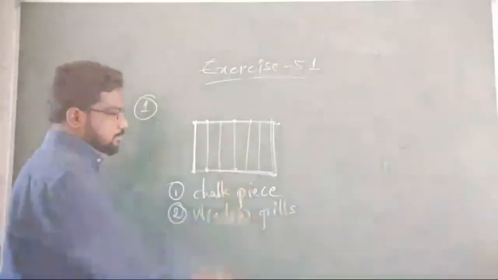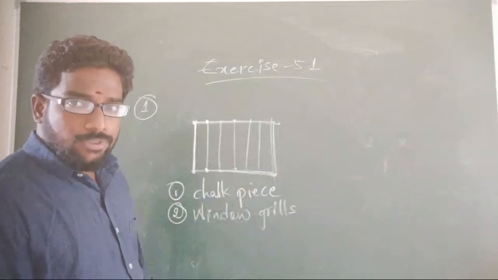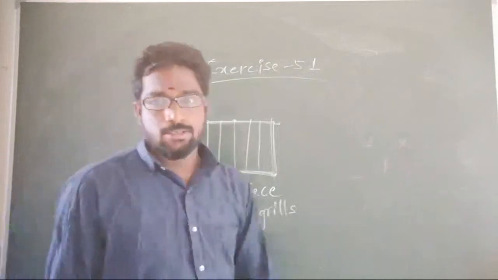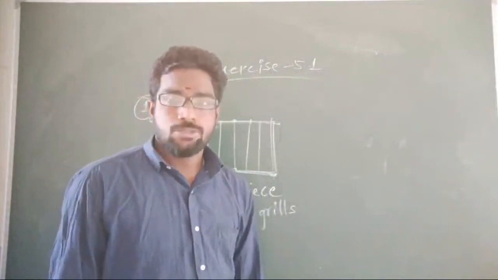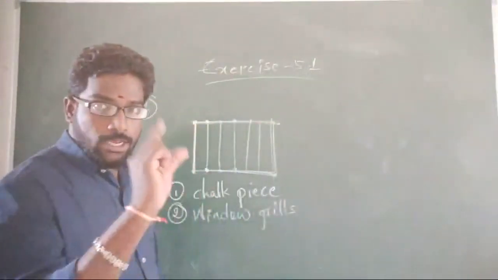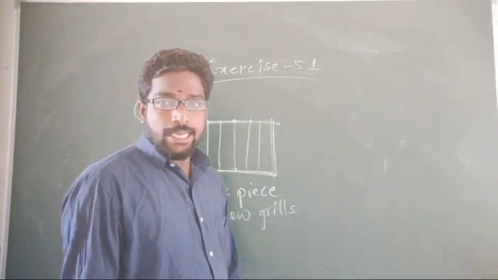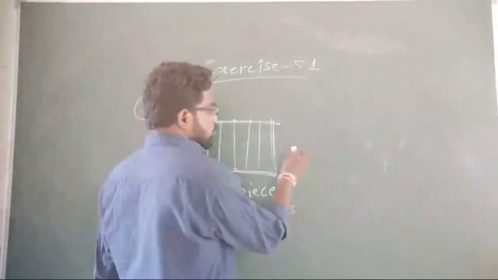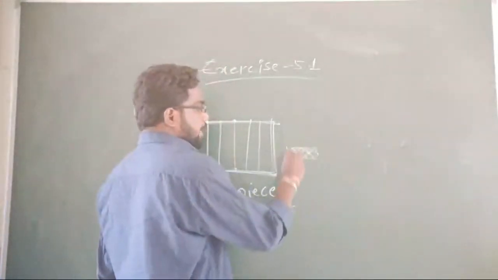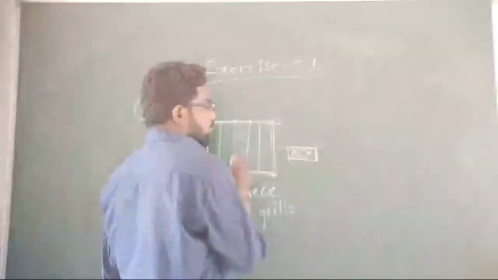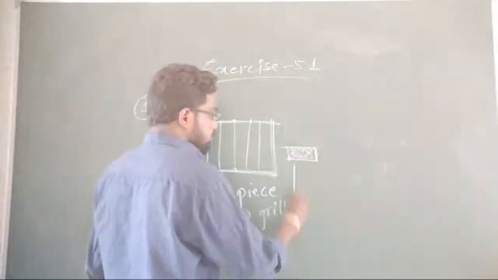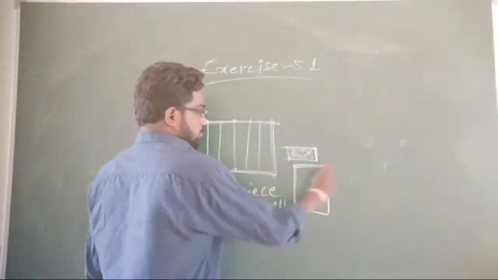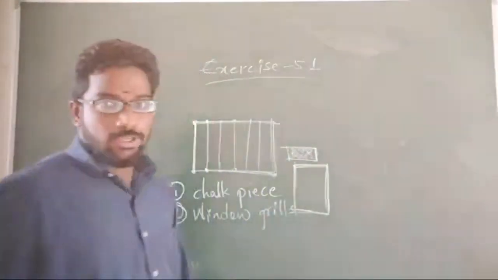Window grills. Next, edges of the blackboard. We already said textbook. Next, you have to say tube light, tube, ruler, eraser. Eraser also. If this is an eraser, it also has 4 line segments. Doors also, if this is a door, these 4 are line segments. The corners of the door, the edges of the door.